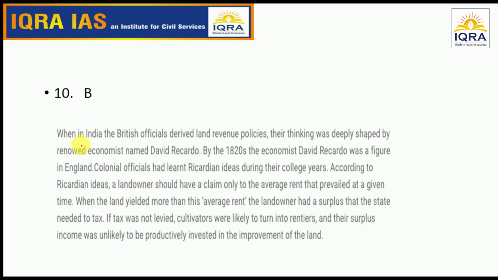When in India, you should know this: when British officials derived land revenue policies, their ideas and thoughts were deeply influenced by David Ricardo. In 1820, Ricardo was a pioneer economist in England. He gave the idea that when the land yield is more than the average rent, a landowner has a surplus that the state needs to tax. If not levied, cultivators are likely to turn into rentiers. So this was his idea. So here the correct answer is B.